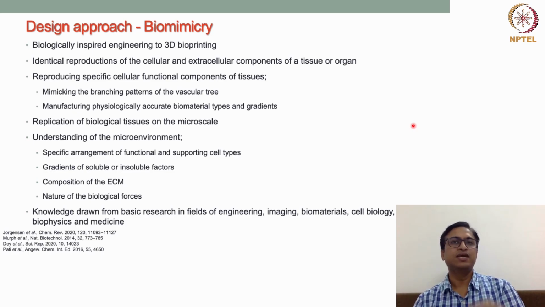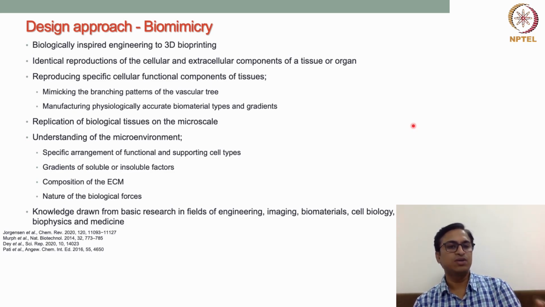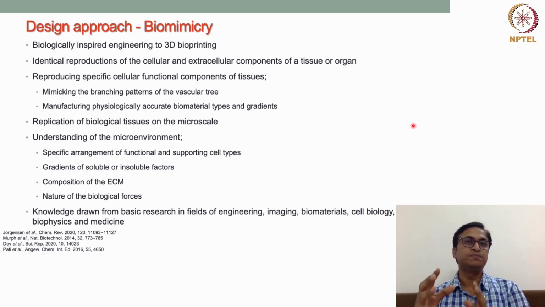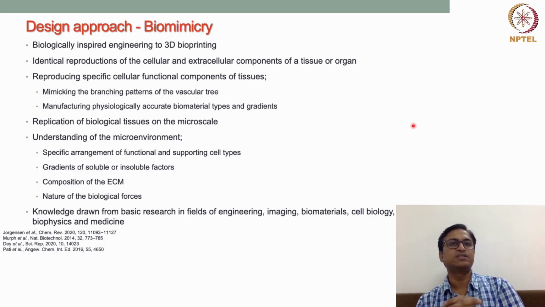The other thing is the cellular component, as we have discussed: what are the different types of cells present and how they are organized. The other important thing is how the extracellular matrix components are arranged: what are the different extracellular matrix components present in that particular tissue, how they are arranged, and what is the organization of the extracellular matrix components in that tissue. We need to understand all these things, and only if we can reproduce them will we be able to recreate that structure and also gain the function of that particular bioprinted tissue or organ.